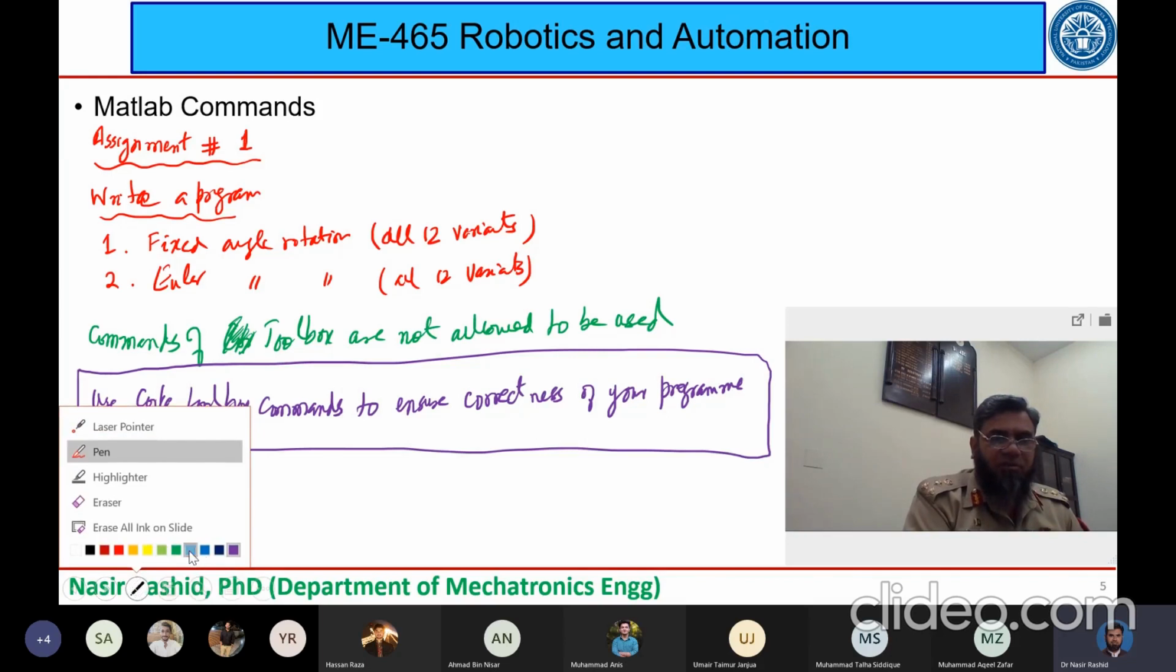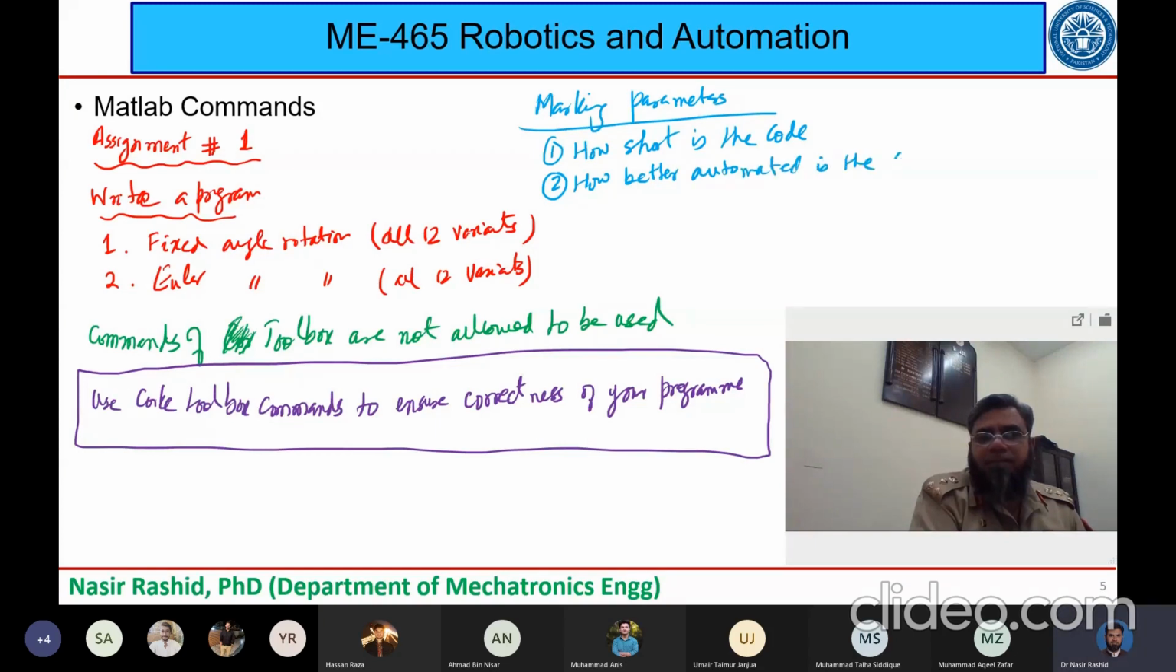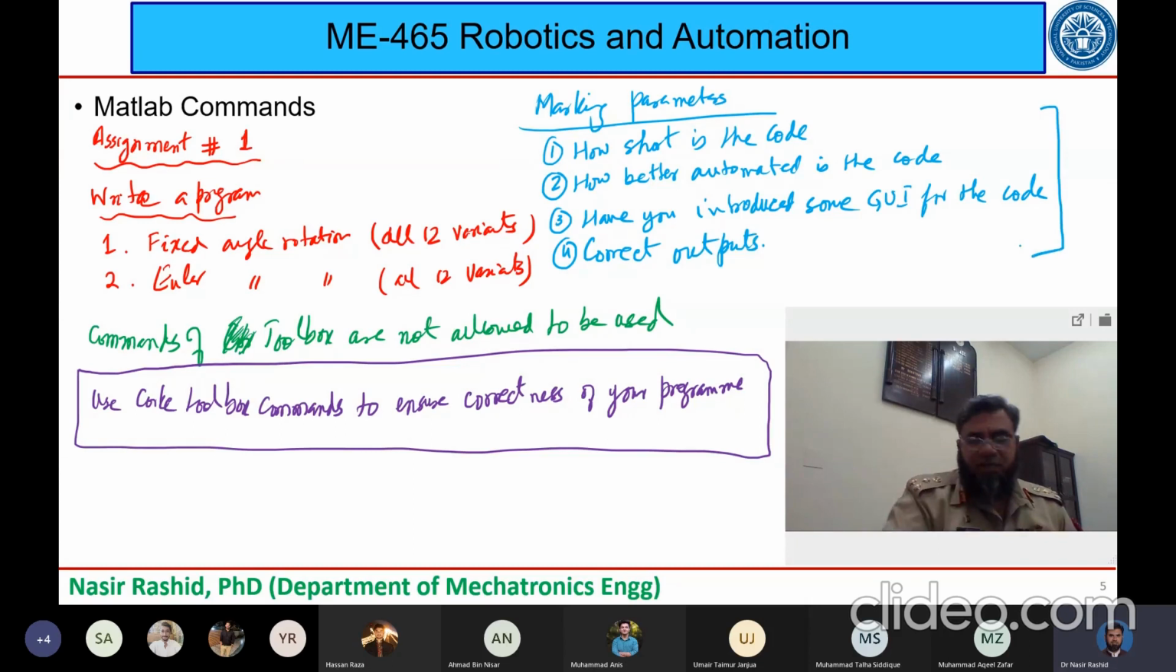So the marking that I'm telling you about, the parameters will be: number one, how short is the code; number two, how better automated is the code; three, have you introduced some GUI for this; and obviously, after doing all this, correct answers, correct outputs. Okay, so these are the four things which will be used.